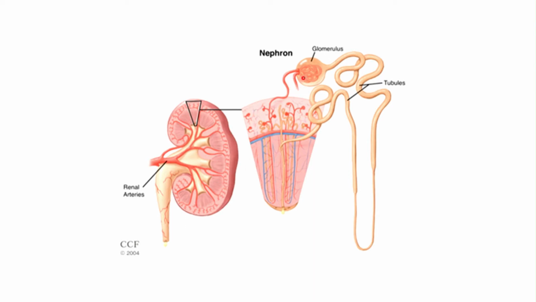In the nephron, there is a tuft of capillaries or blood vessels called the glomerulus, which is situated within a cup-shaped structure called Bowman's capsule. There are also tubes: the proximal convoluted tubules, a U-shaped tube called the loop of Henle, and the distal convoluted tubules. Most of the blood filtration occurs in this structure. There are about 2 million nephrons within each kidney.